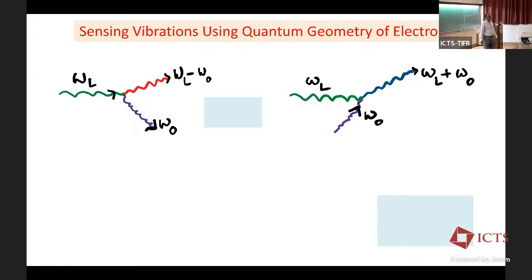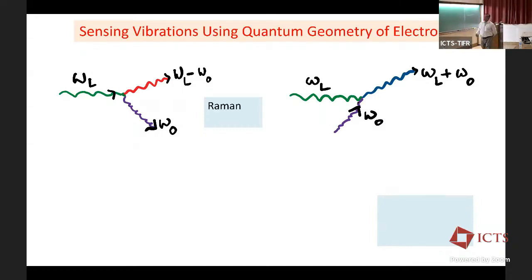So let me get started with the first part, sensing vibrations using quantum geometry of electrons. All of us are familiar with Raman, where light is used to listen to vibrations of a system. The incident light with frequency omega L gets scattered into two other waves: omega L minus omega 0, where omega 0 is the energy of the photon which is emitted, and in the case where it's absorbed, you get omega L plus omega 0. So by measuring the frequency of scattered light, you can estimate the vibrational frequency in Raman.